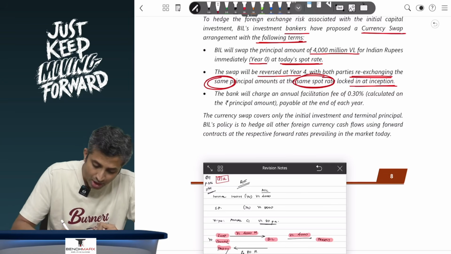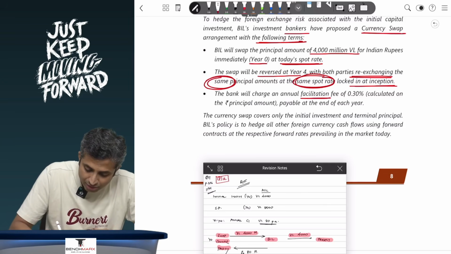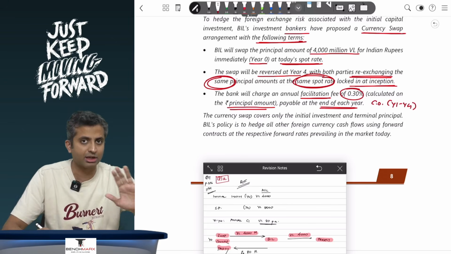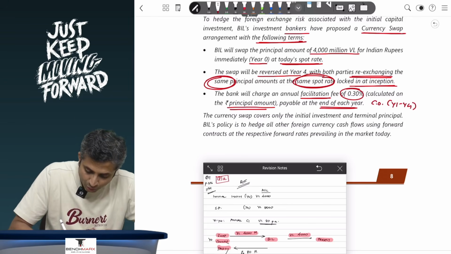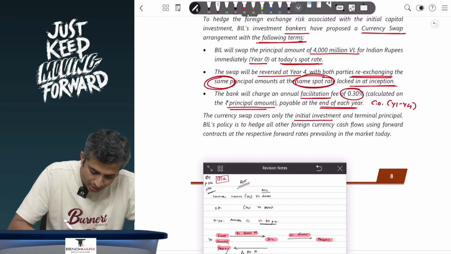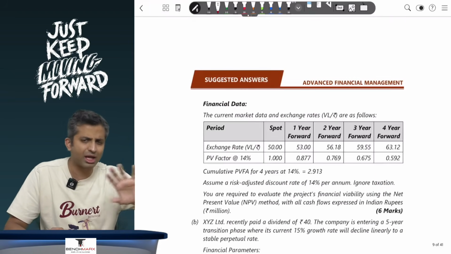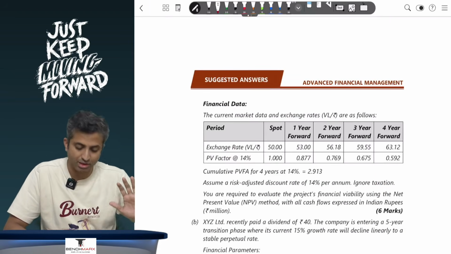We'll have to see. The bank will charge an annual facilitation fee of 0.3% calculated on the rupee principal amount payable at the end of each year. So this is your expense. This is cash outflow from year 1 to year 4, but this will be recorded, let us say, in rupees. The currency swap covers only the initial investment and the terminal principal. BIL's policy is to hedge other foreign exchange cash flows using the forward contracts at the respective forward rates prevailing on the market. So we will hedge whatever is not covered using the forward rates.